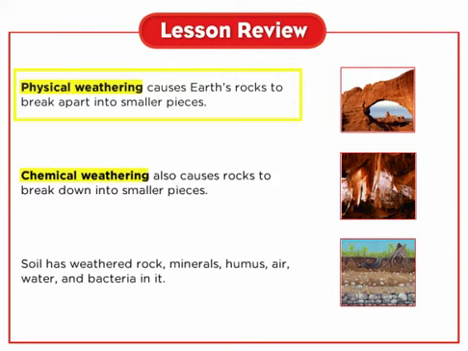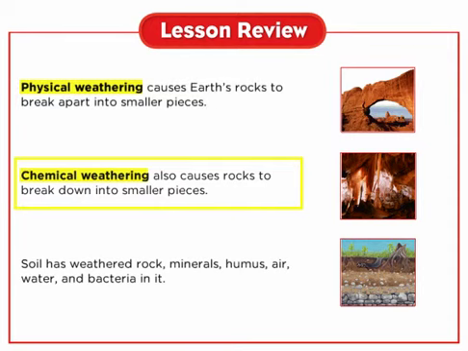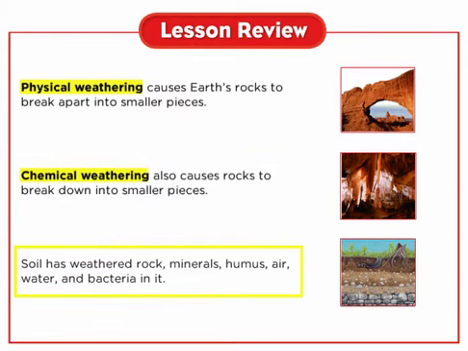Physical weathering causes Earth's rocks to break apart into smaller pieces. Chemical weathering also causes rocks to break down into smaller pieces. Soil has weathered rock, minerals, humus, air, water, and bacteria in it.